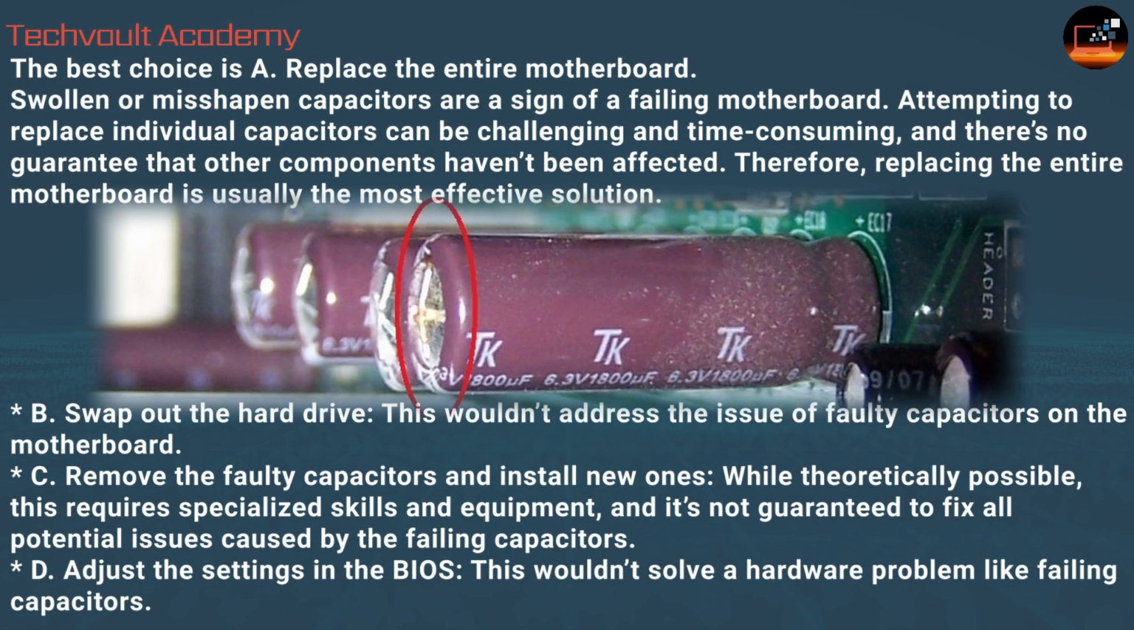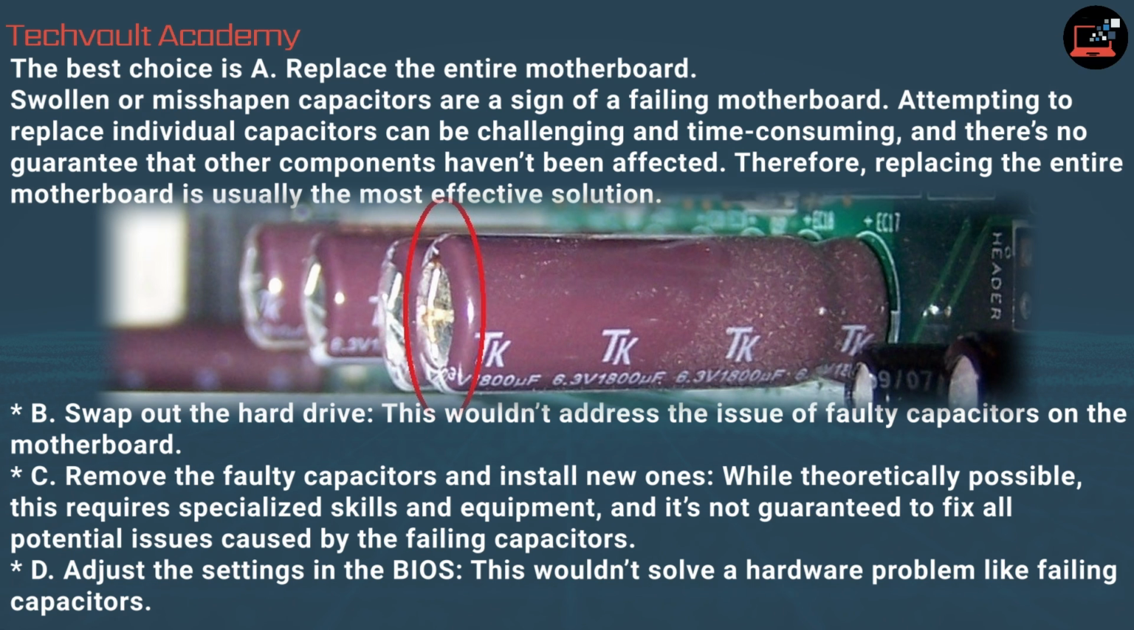The best choice is A. Replace the entire motherboard. Swollen or misshapen capacitors are a sign of a failing motherboard. Attempting to replace individual capacitors can be challenging and time-consuming, and there's no guarantee that other components haven't been affected. Therefore, replacing the entire motherboard is usually the most effective solution.